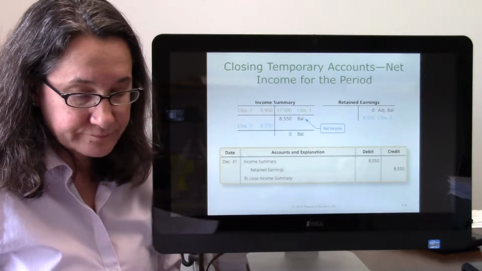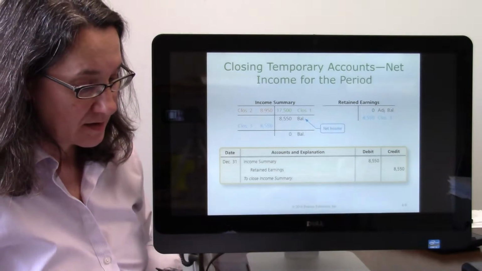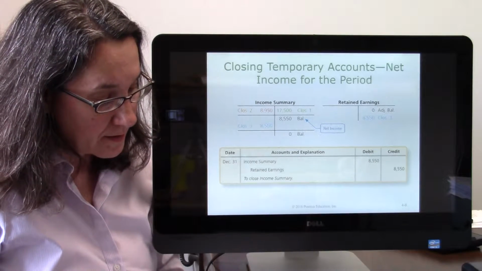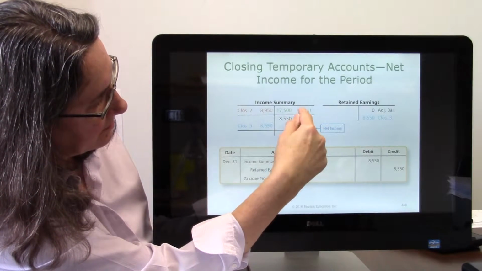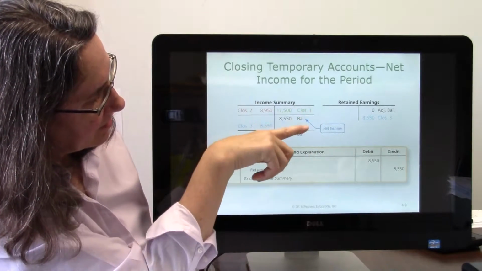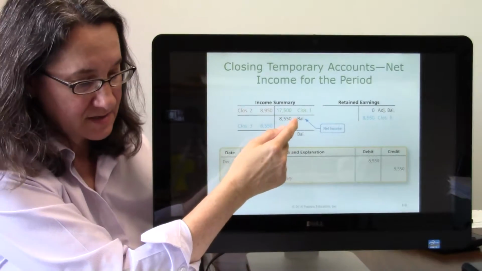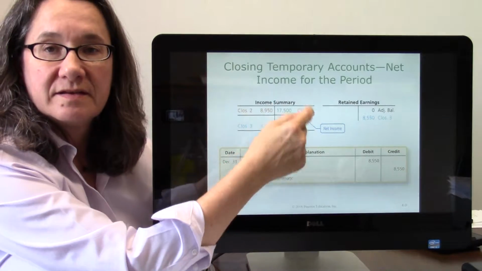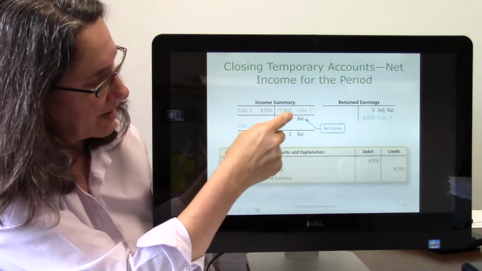So when you look at income summary, right? You've got credits, debits. Your credits are larger than your debits, so you've got a balance of $88.50. Well, that's the net income. Your revenues minus your expenses, that's net income. So you have a balance, which is net income.